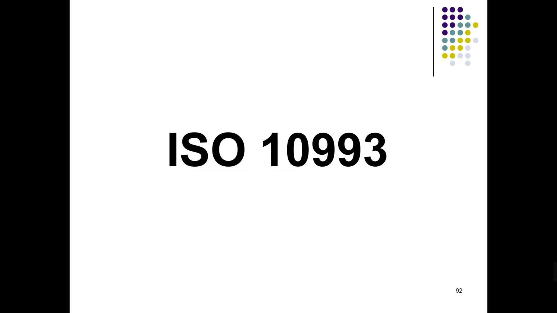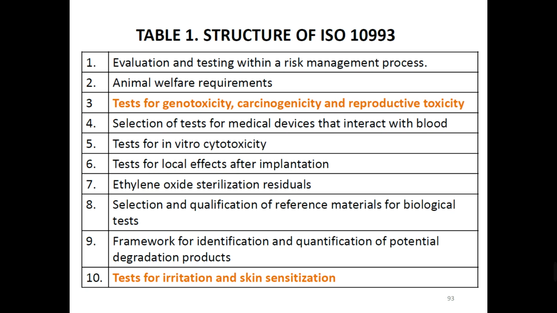Now let's take a look at the standard ISO 10993, which is quite familiar and quite popular for biomaterials and related devices. The structure of ISO 10993 is as written in the table. For example, number 1, we have evaluation and testing within a risk management process. Look at number 3, tests for genotoxicity, carcinogenicity and reproductive toxicity, irritation and skin sensitization, sterilization residuals, dan macam-macam lagi lah.